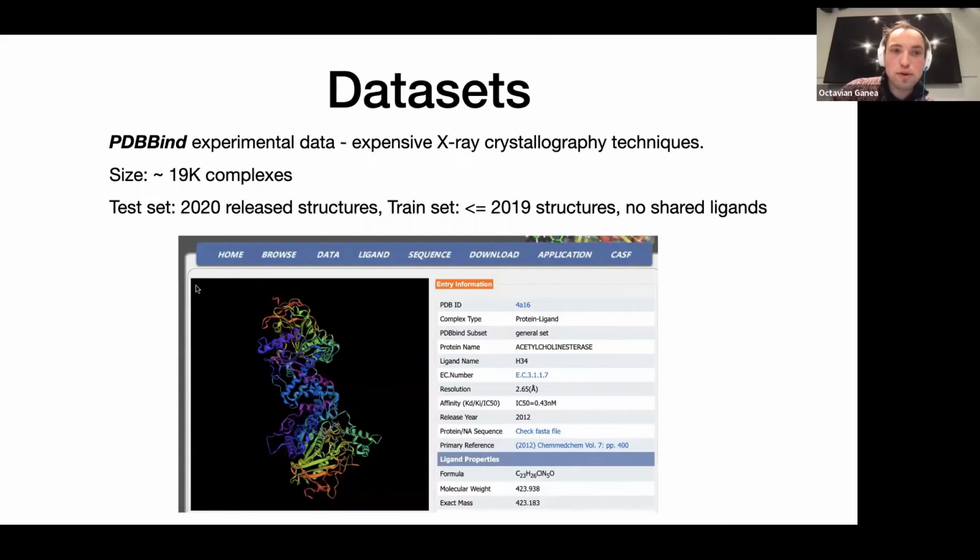As a data set, we use PDB-bind, which contains roughly 19K complexes of proteins and drug-like molecules. We found it very important to have a test set with very recently released structures. So the test set is the 2020 version of PDB-bind, and the train set is everything before that, before 2019. Moreover, we also removed shared ligands between train and test, to prevent overfitting. We do have some common proteins, but not in the visualizing example that I'll show in a second.